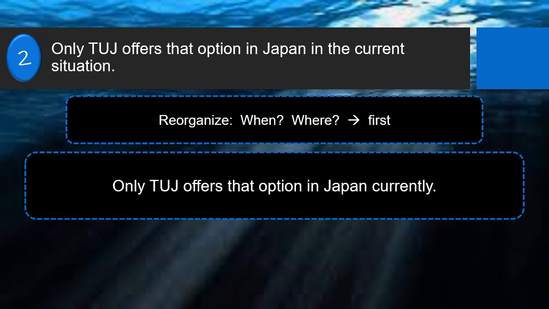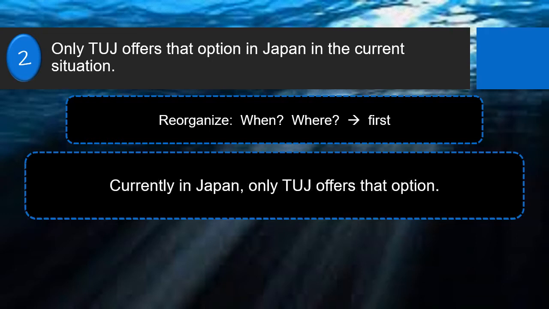Now, we need to reorganize. When and where. Put that first, because only TUJ offers that option. The main clause is most important. So put the when and where, the background information, first. Currently in Japan, only TUJ offers that option. Notice that I use a comma after Japan. I think it's a good idea to always put a comma after anything in front of the main clause, as a general rule. And this is what I would do with sentence number 2.